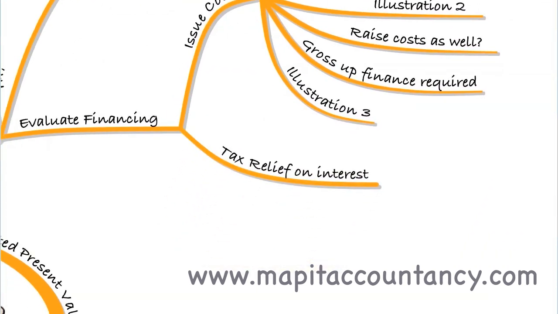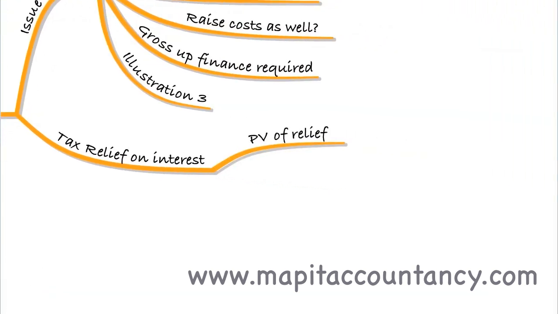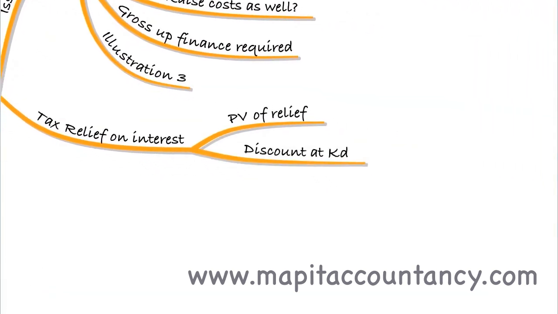The next step is to look at the tax relief on any interest on any debt. So if we issue debt, we'll pay interest on it, and we'll have tax relief on that interest. That's a benefit to the business. So the present value of that tax relief we need to calculate and then discount it at the cost of debt given to us in the question.